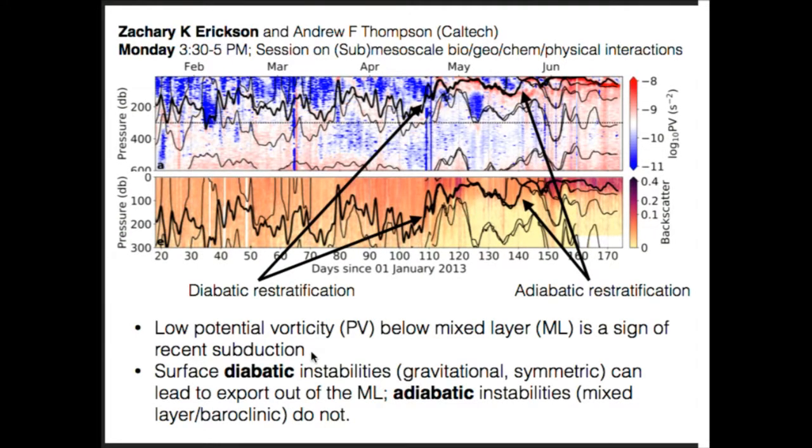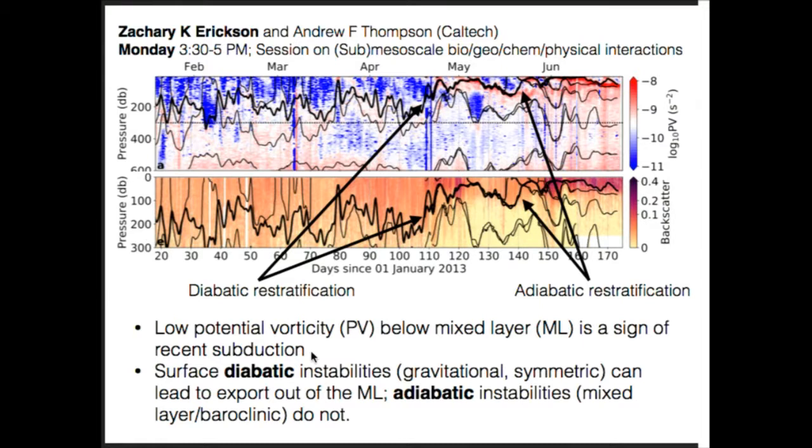So at the very top is potential vorticity in logarithmic units in about a 150-day period from that data set. And the blue is very close to 0. The red is much higher potential vorticity. And what you see is at the surface, in the mixed layer, it's very low.